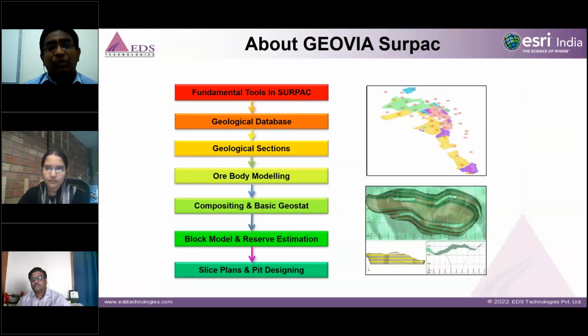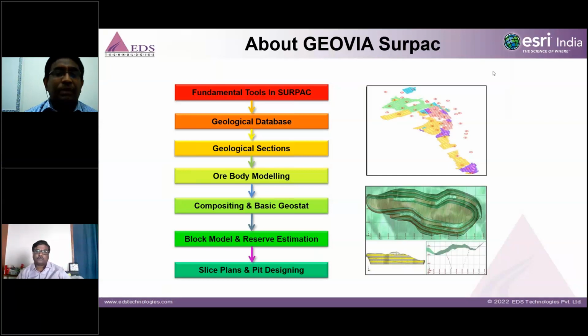Then coming back to our flagship application, the GeoGIS Surpack application, you can do the survey applications, which take input from the total station, DGPS, GPS, or drone data. You can take those data for your survey applications. Once your survey application is done, you can go for the exploration data, where you can prepare the geological database. Then you can prepare the geological sections, where you can digitize your ore body, the way it is available below the surface. Then you can prepare the ore body modeling, that is 3D modeling.